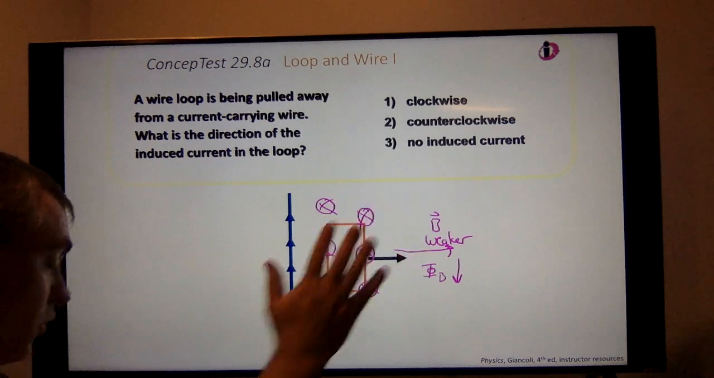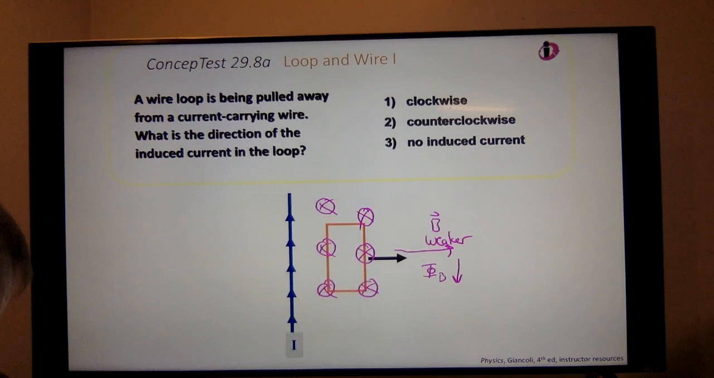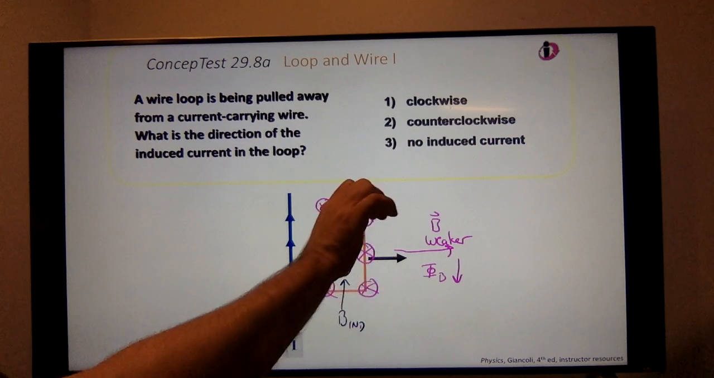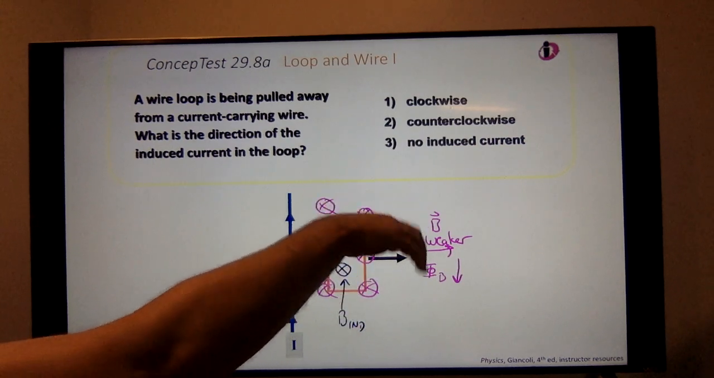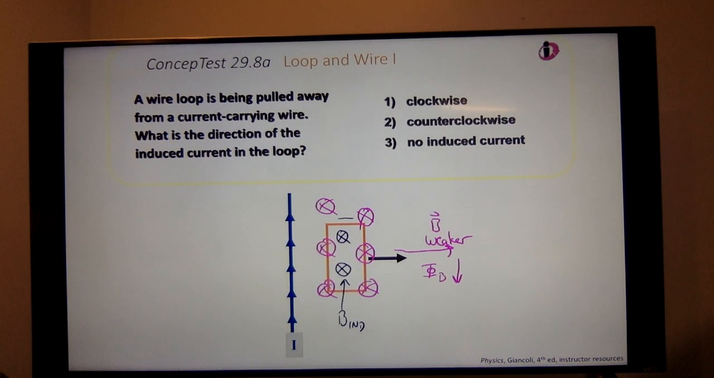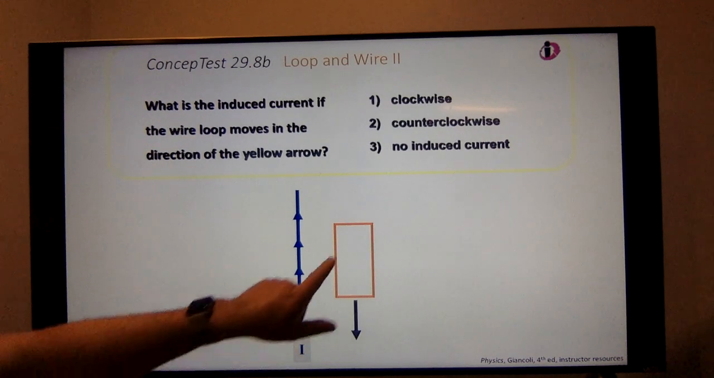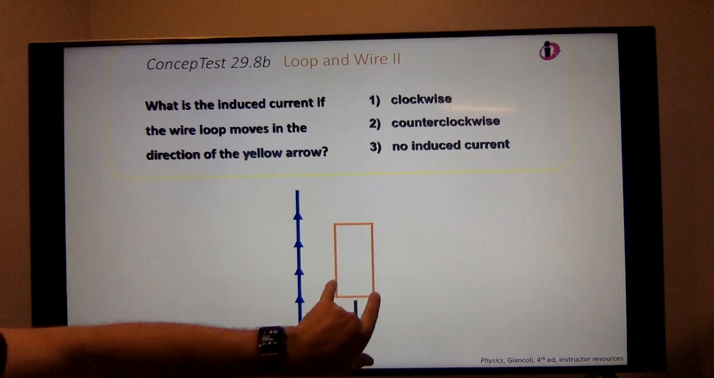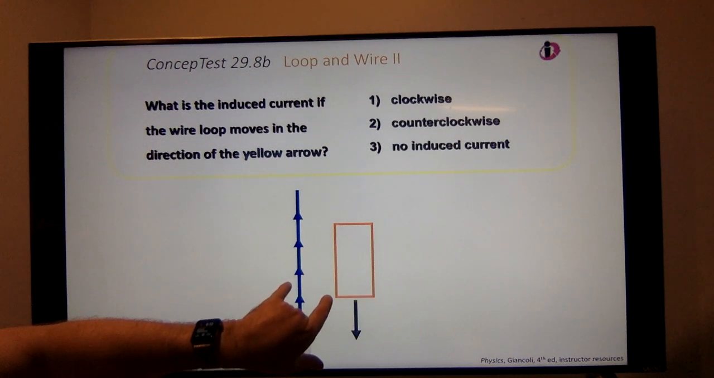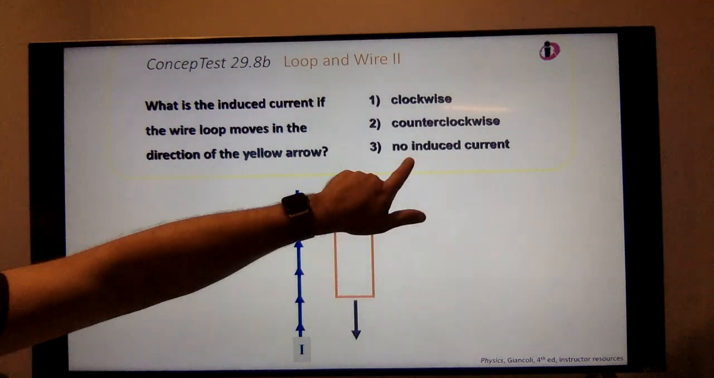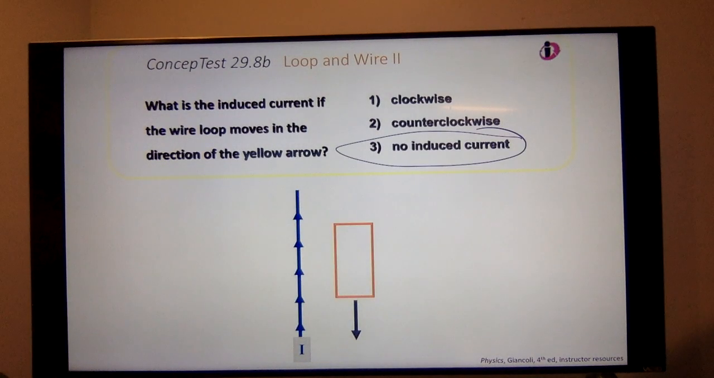So it's going to try to reinforce that by applying additional magnetic flux in the same direction in an effort to reinforce what's being lost. Thumb in the direction of the magnetic field gives me a current that flows around clockwise. So that's I induced. What happens, though, if I have the same situation, but I move the loop of wire this way? Well, now it's staying a constant distance away from the wire, so the flux isn't changing. If the flux isn't changing, then there is no current.